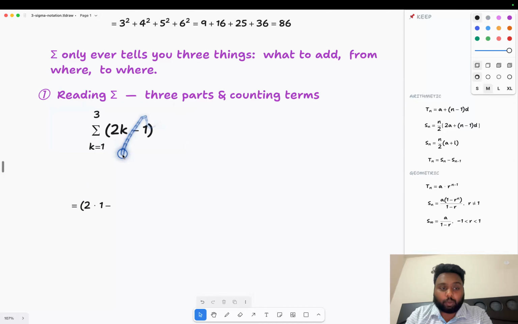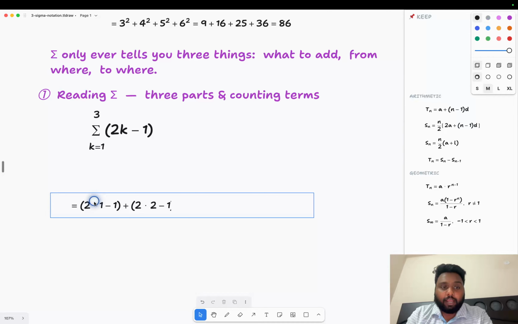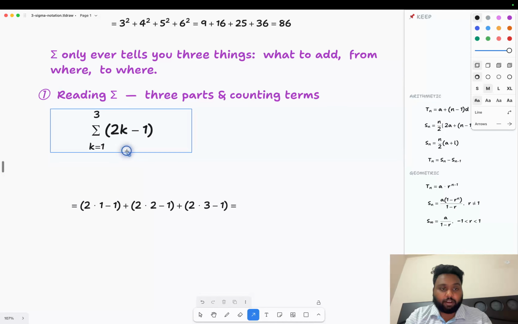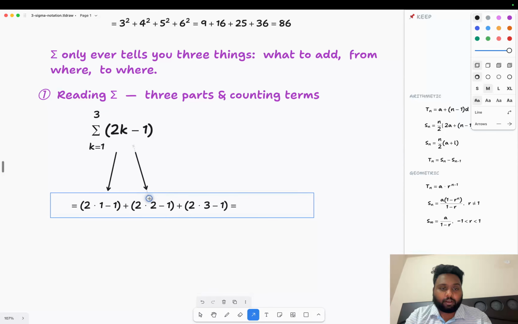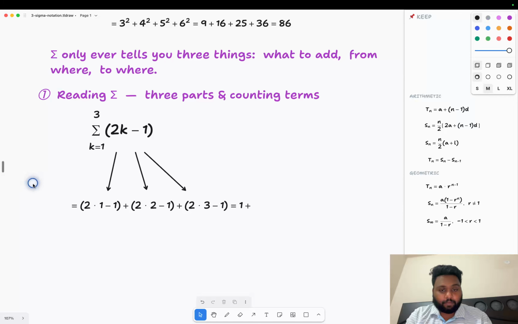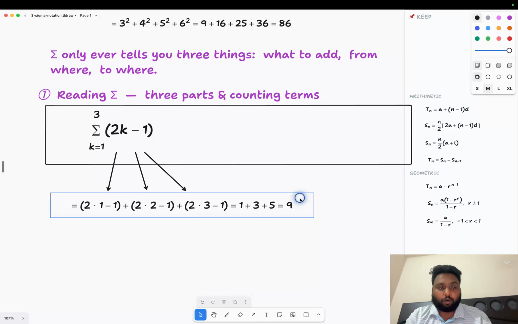So let's do that here. Let's substitute the value of k = 1, let's substitute the value of k = 2, and let's substitute the value of k = 3. This is what our terms look like. And let's add this up. This will be 9, of course.